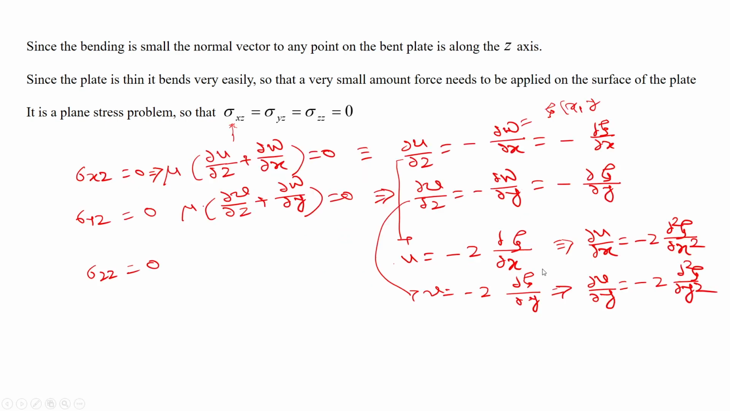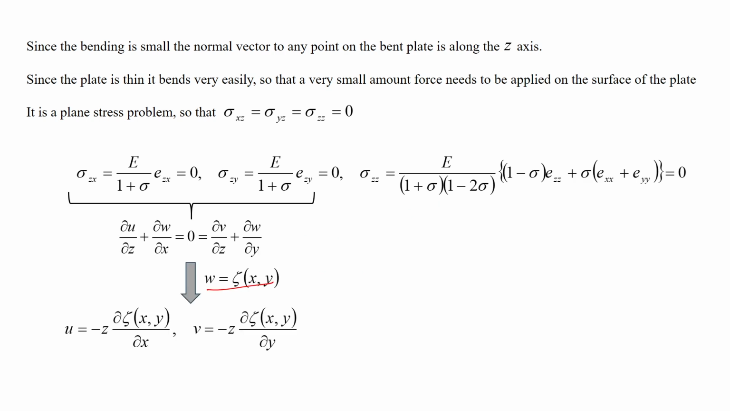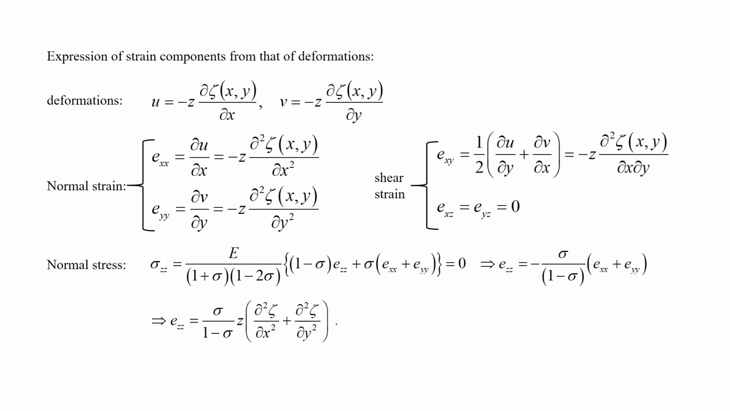So, del u by del x, I have derived it over here. So, let us substitute over here. So, it will be minus plus here, and let us say del u by del x. So it is del square zeta by del x square plus del square zeta by del y square, right. So Ezz equal to this. So Ezz is the strain along the z direction. So we have already derived it.